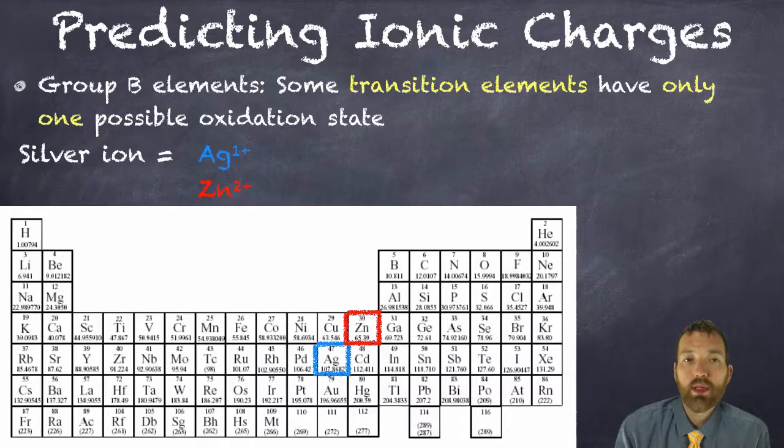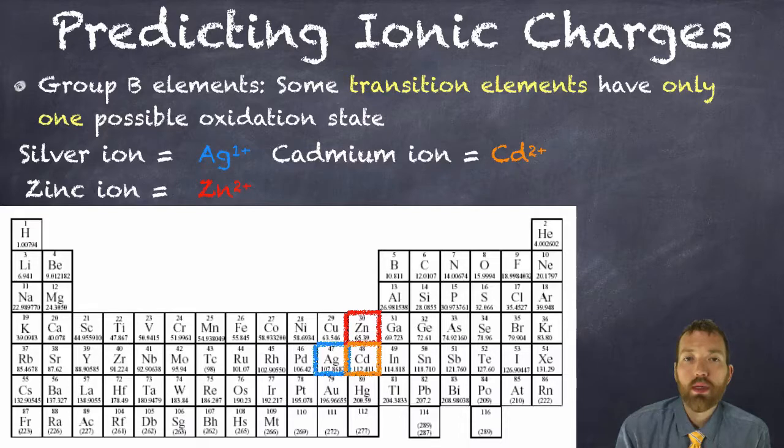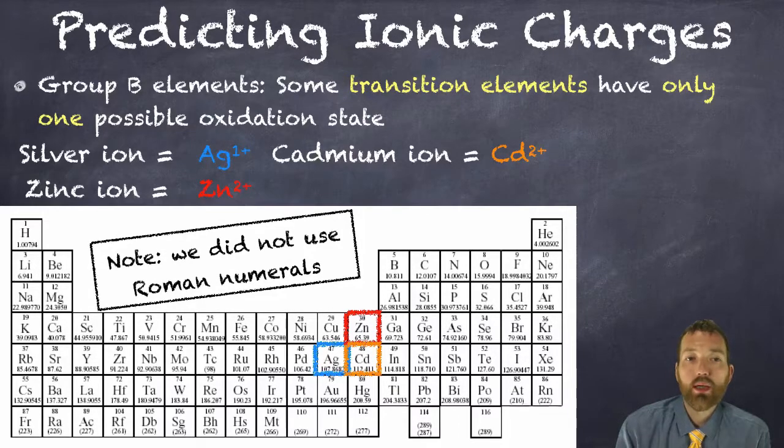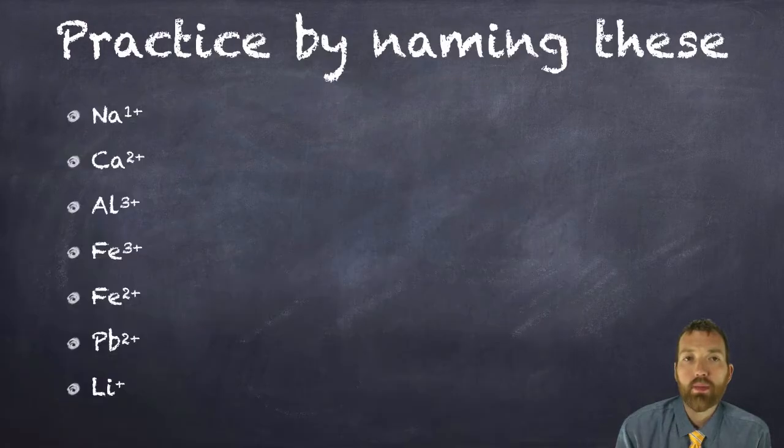Zinc can only be 2 plus, so that would just be called zinc ion rather than zinc 2. And cadmium, they're all kind of lumped together in the same area here. Cadmium can only be 2 plus, so it would be a cadmium ion. So note, we did not use Roman numerals. We only use them when there is more than one possible type of ion it can be.